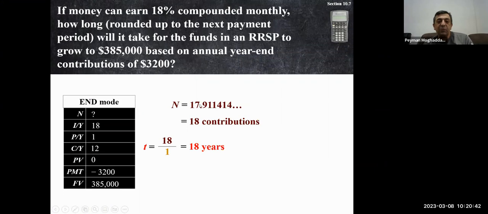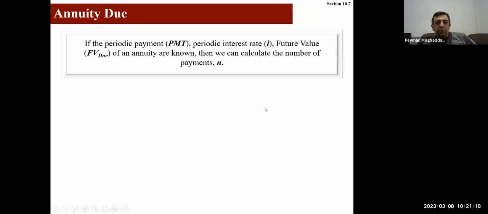As I said, it doesn't make sense because n has to be a whole number. We want to know how many payments you have, and you can't have 17.91 payments. You want to know whether it's 17, 18, 19, 20, whatever. So you have to round this number to the nearest payment. When it's a next payment, you have to go up. When it's a previous payment, you have to go down. In this case, it's a next payment, so you go up and it's 18. So it's going to be 18 years.